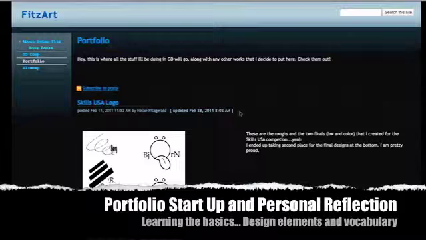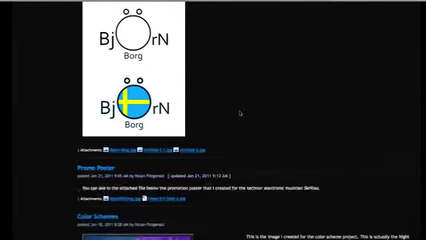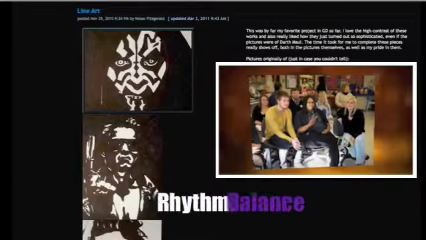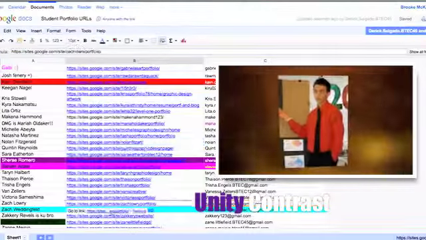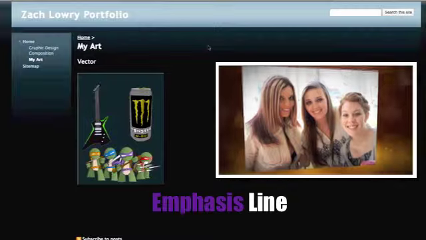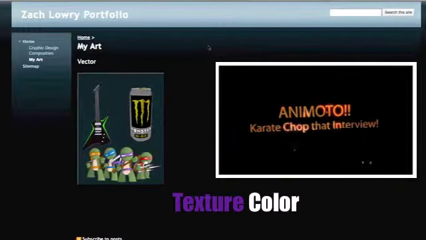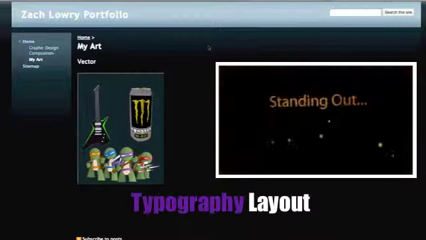Throughout first and second quarter, we began building on design vocabulary through weekly projects and units, covering balance, rhythm, unity, contrast, emphasis, line, texture, color, typography, and layout. We met every Monday with the language arts instructor to work on writing skills and incorporating the new vocabulary into personal reflection writing of the design work created by the students in class.